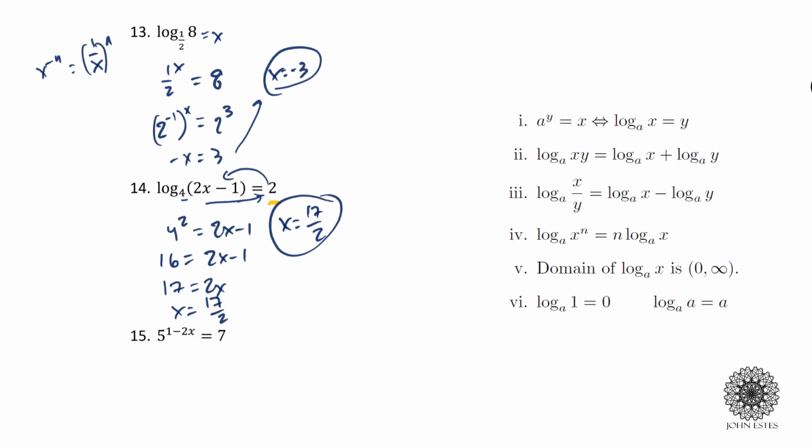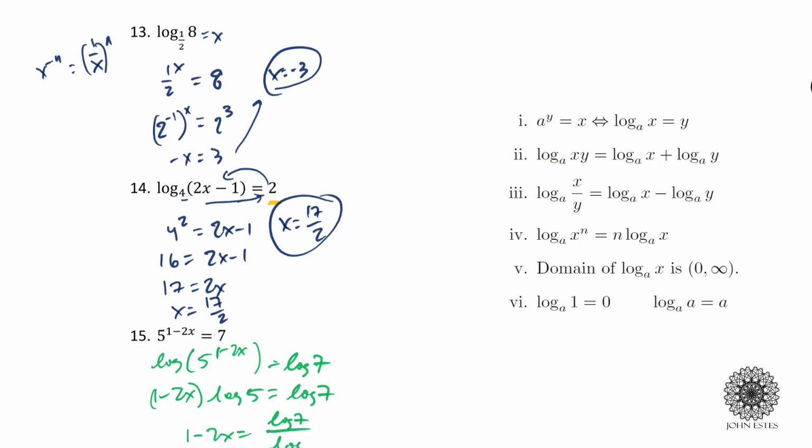So what do we do? Well, let's take the log of both sides. I'm going to take log of 5 to the 1 minus 2x power equals log 7. Now properties of logarithms say I can take out the exponent and end up with (1 minus 2x) log 5 equals log 7. From there, I'm going to divide both sides by log 5. So I have 1 minus 2x equals log 7 over log 5.